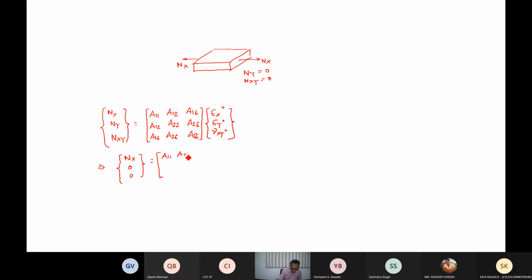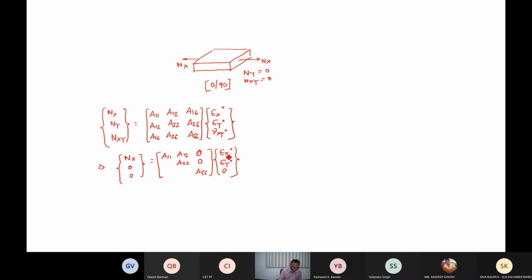A11, A12. If it is specially orthotropic, this is also 0, and A22, this is also 0, A66, epsilon x naught, epsilon y naught. Because it's specially orthotropic, there will not be any gamma. Suppose this is a 0/90 specially orthotropic laminate.